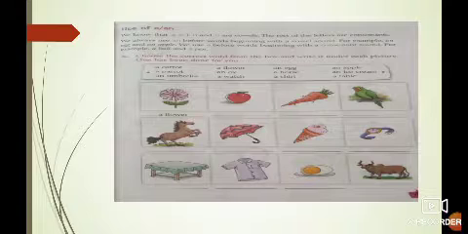Second picture is of apple. Apple starts with A. A is a vowel. So we'll write an apple. Next picture is of carrot. Carrot starts with C. C is a consonant. And before that we'll use A. A carrot. Like this, you have to complete this picture. You have to write the name of the pictures given. Before that, you have to use A or an.